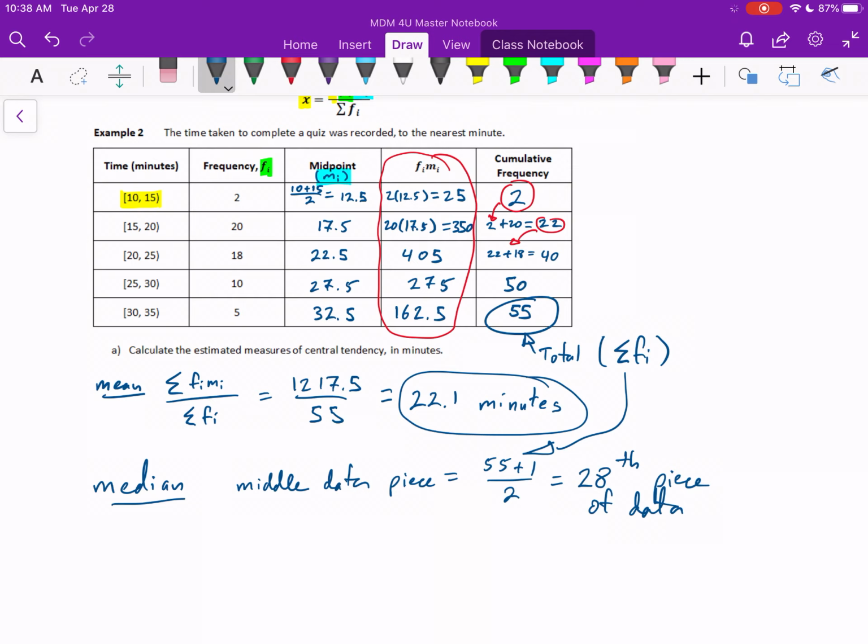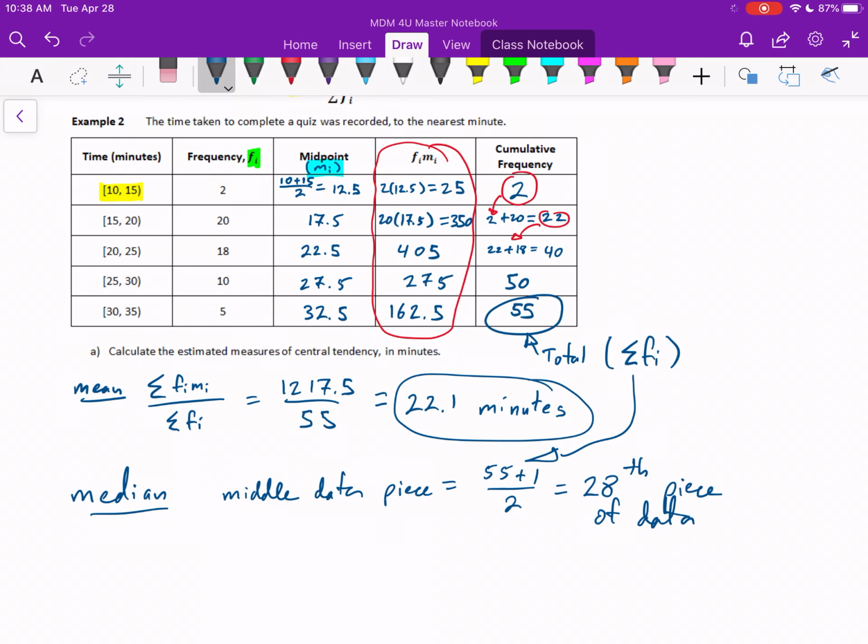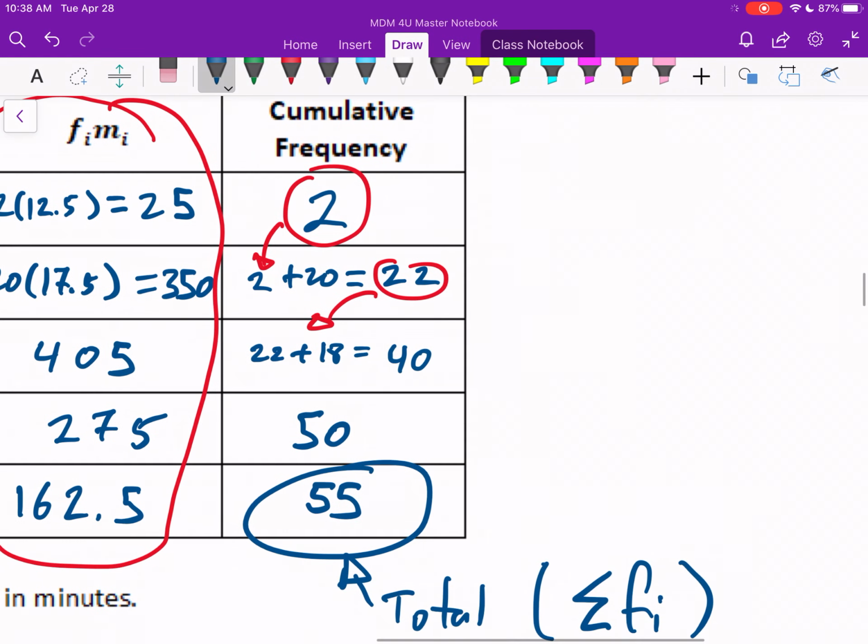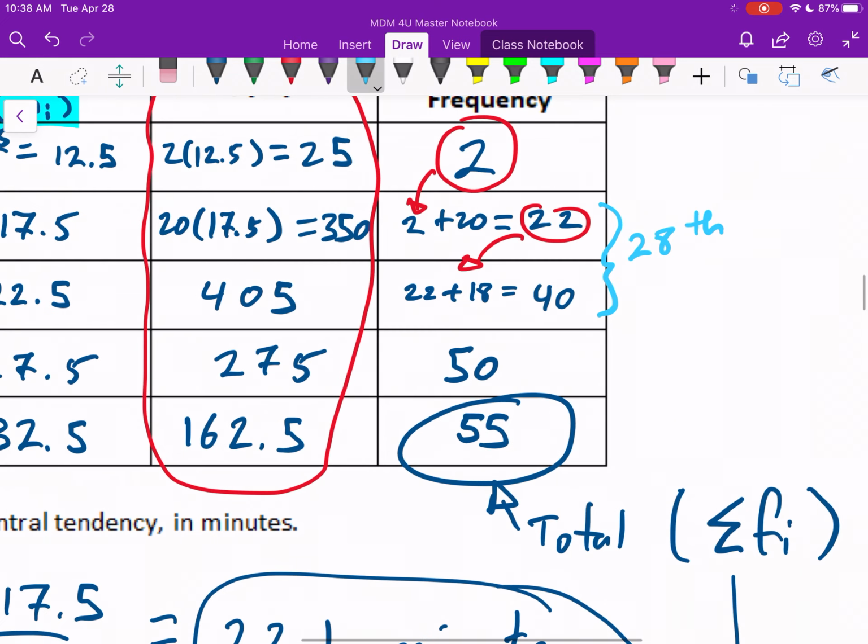So really all I have to do now that I know it's the 28th piece of data is figure out which interval that falls in. That's where our cumulative frequency is going to come in handy again, because as you can see, looking down the last column, it goes 2, 22, 40, 50, and 55. Well, where does 28 fall in this list? It falls between 22 and 40. So somewhere in here is my 28th piece of data.